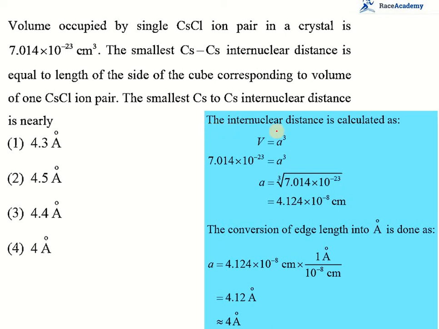See, the internuclear distance can be calculated using the volume of a cube and substituting the volume given in the problem, 7.014. What we got is 4.124 times 10 to the power of minus 8 centimeters. Conversion of edge length into angstrom units: 10 to the power of minus 8 centimeters is an angstrom unit only. So that we got is 4.124, approximately 4.12, very close to 4 only. So the fourth option is the right option.